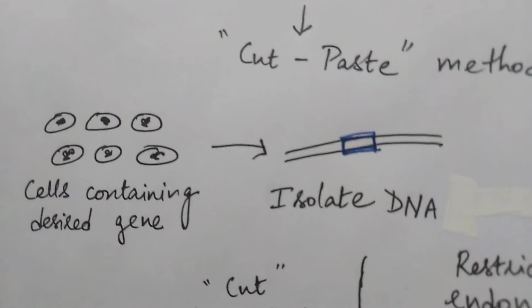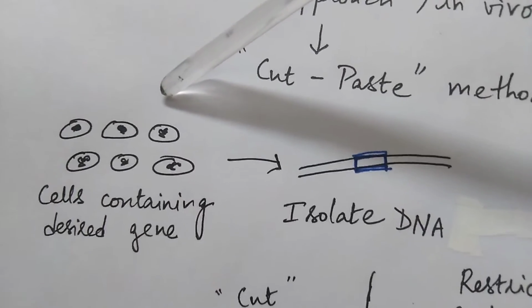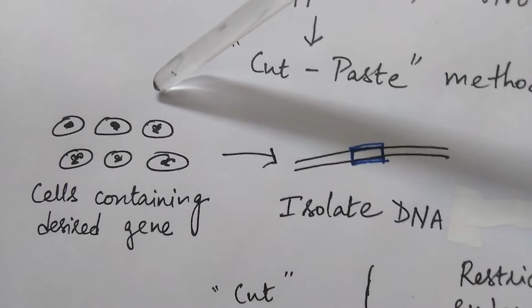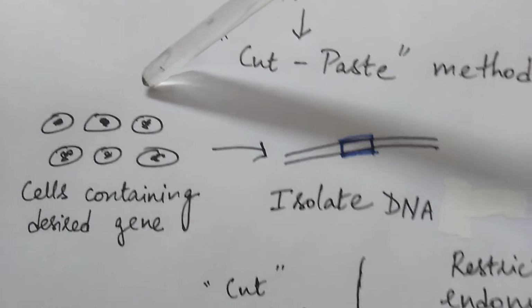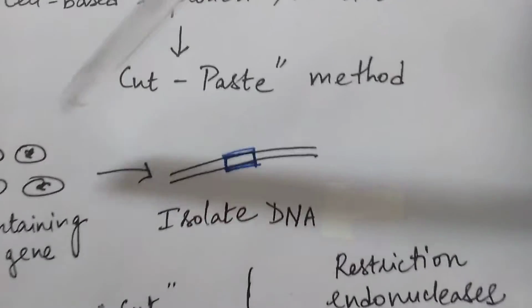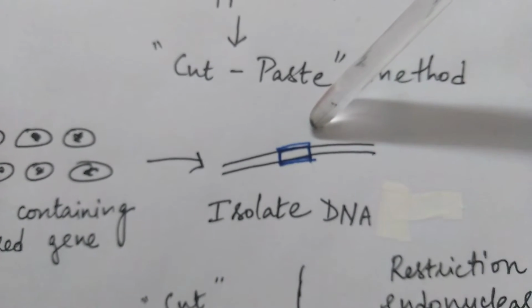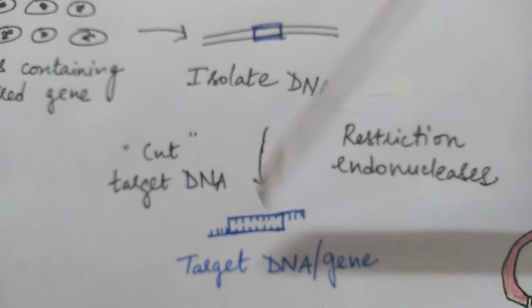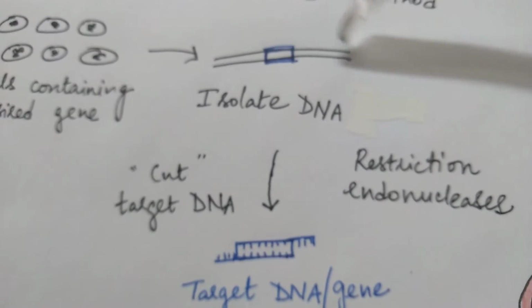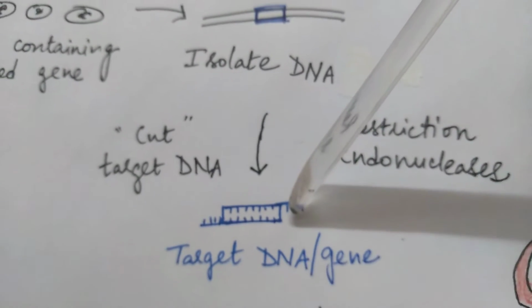The first step in gene cloning would be to obtain cells containing the desired gene. That is, if I want to clone the Bt gene, I will first culture Bacillus thuringiensis. Once I have my cells, the second step would be to isolate DNA from the cells. Once I have my DNA, I need to cut out my target gene from the DNA. We don't want to clone the whole DNA, but merely a part of it, that is our target gene.